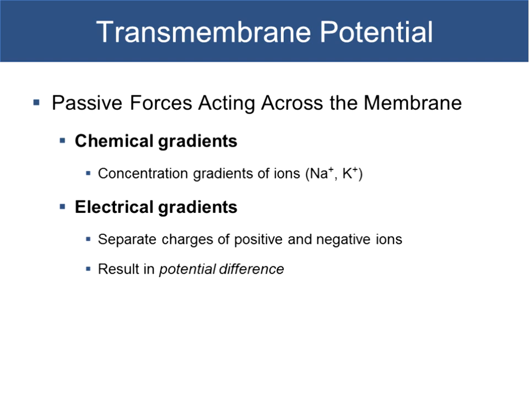So the passive forces that help to maintain that transmembrane potential are the chemical gradients, which are just the chemical concentrations of these chemicals, sodium and potassium. And because they have a charge to them, they're both positively charged, we also have an electrical gradient. The electrical gradients will separate the positive and the negative ions. So as a result, we have a potential difference.